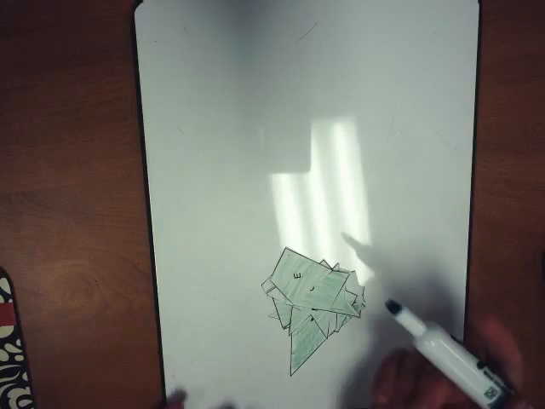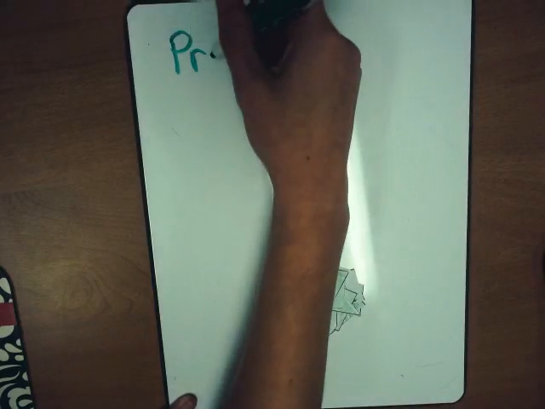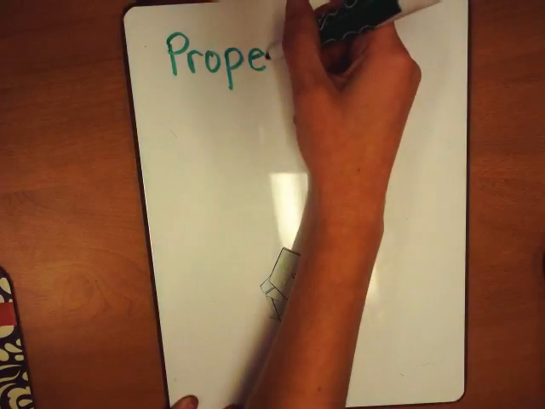Friends, today we are going to be working on lesson 3.7, Properties of Polygons. So go ahead and write that down at the top of your notebook page.